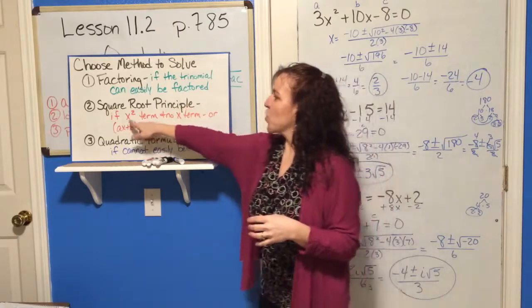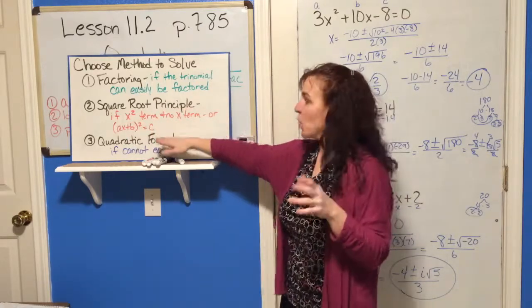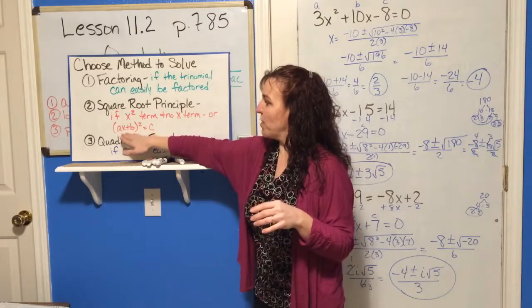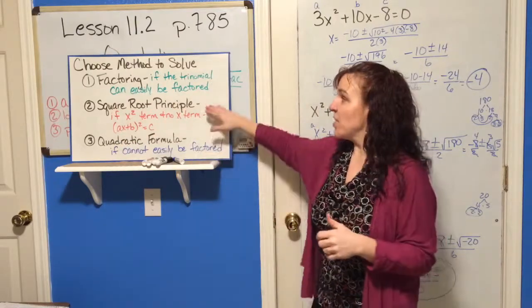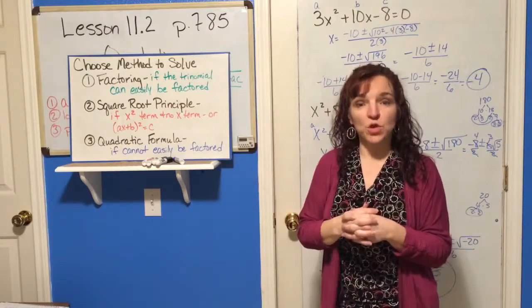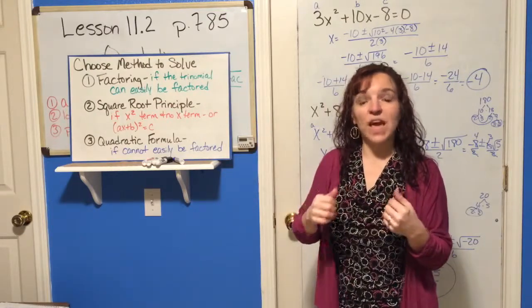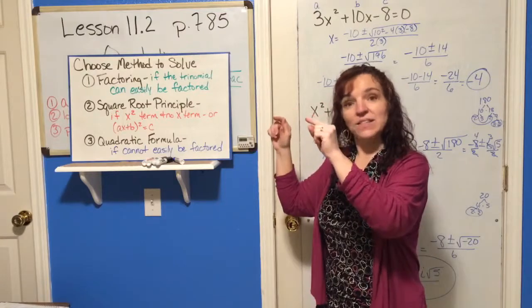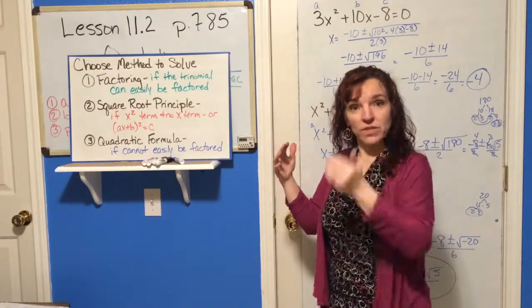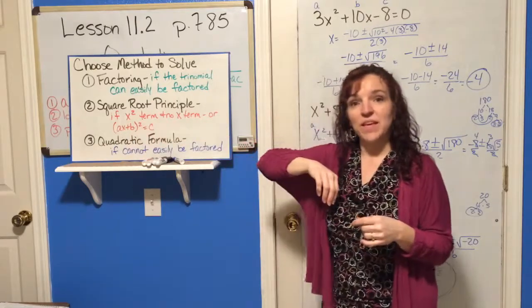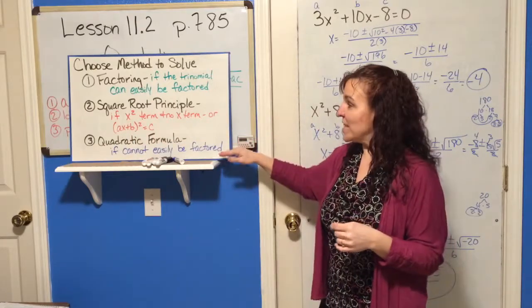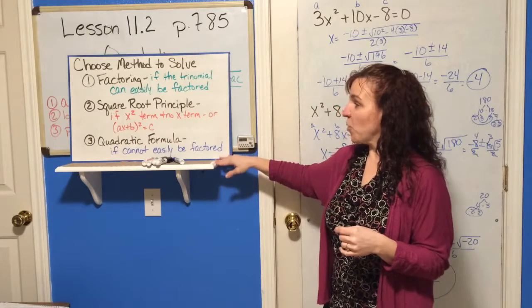Does it have a squared term but no x, or can you put it in the form of a squared binomial equals something? If that's the case, then you're going to use the square root principle to solve it. We did that just the other day, where you take the square root of both sides, and then that's your answer. Sometimes you have to subtract and divide possibly to get the x by itself. And then today we used the quadratic formula.